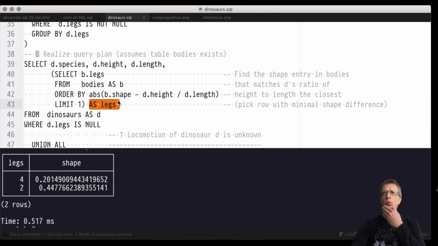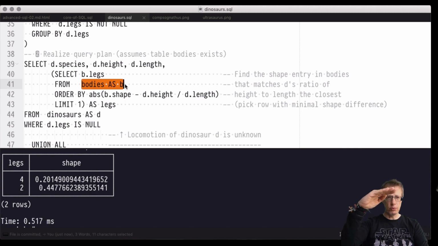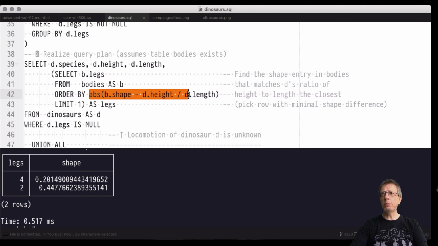So how do we do that? We will iterate over the information in the bodies table. Recall that there are only two rows there, the row for the two-legged and the four-legged animals. And we will order these two rows based on the shape difference.